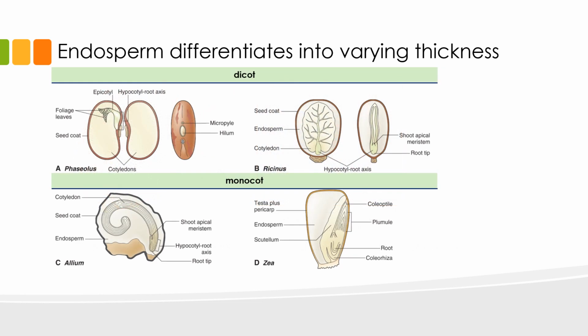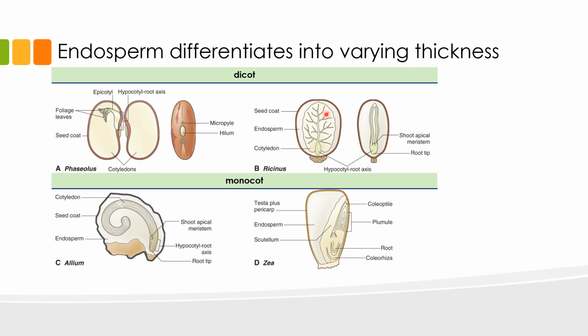In contrast to Arabidopsis, beans have larger endosperms. In this upper panel, we have two examples of bean seeds. One is of the genus Phaseolus, and the other one is of the genus Ricinus. In this illustration, we can see the endosperm of the Ricinus seed. Note that aside from the endosperm, which is this structure here, the seed also has a cotyledon, which is the structure that you can see in the middle.